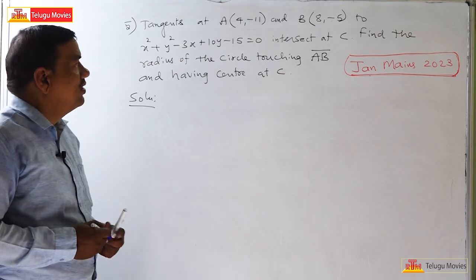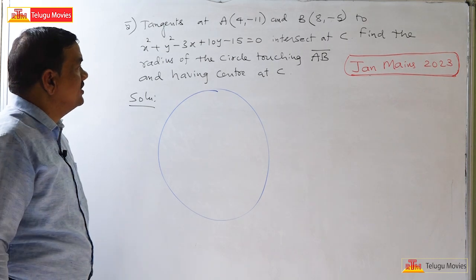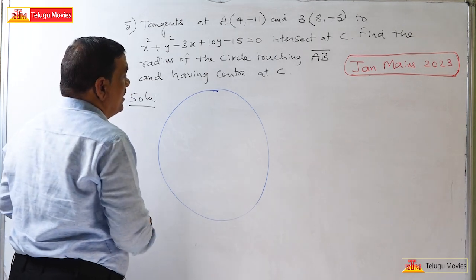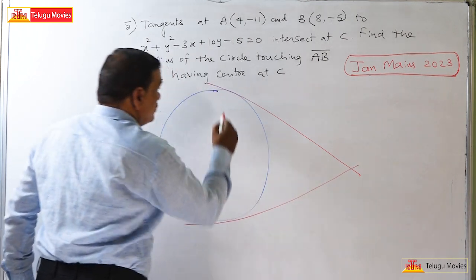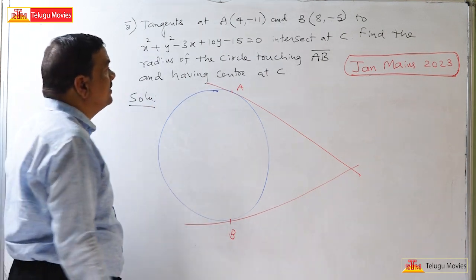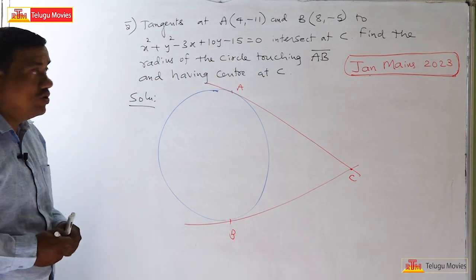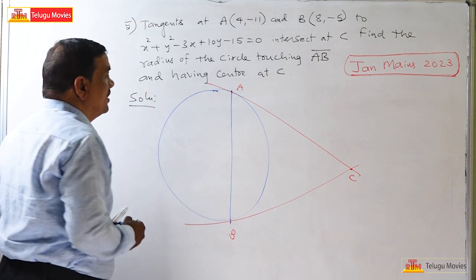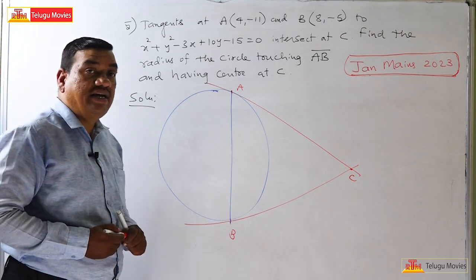First of all, there is a circle, so I will draw a circle. Tangents at A and B. Let us call this A, and this is B. The tangents at A and B intersect at C. Now find the radius of the circle touching AB and having center at C.